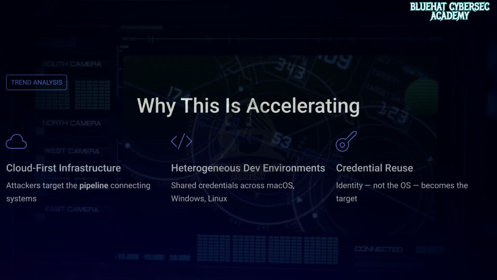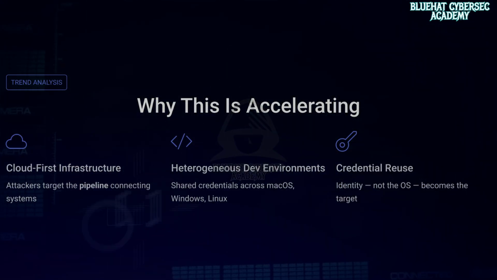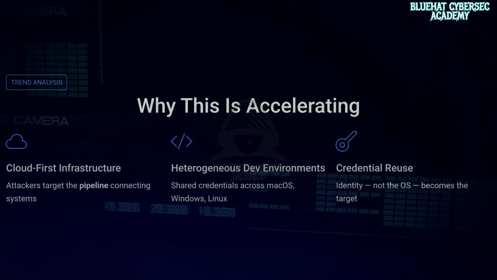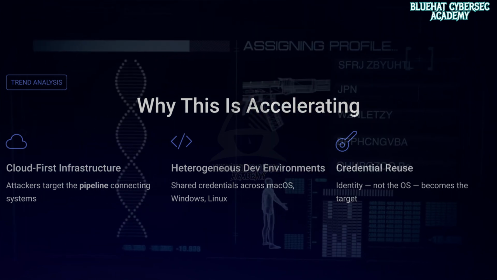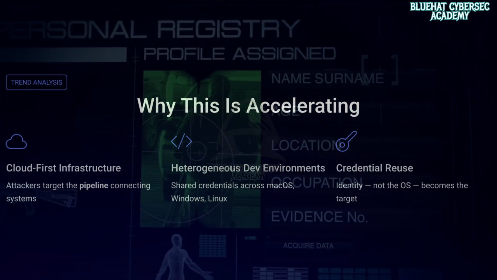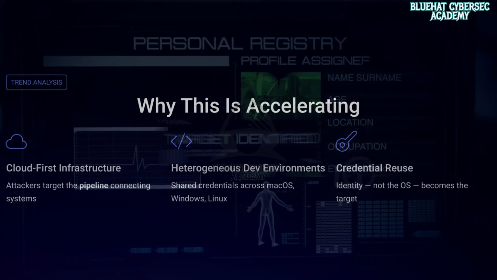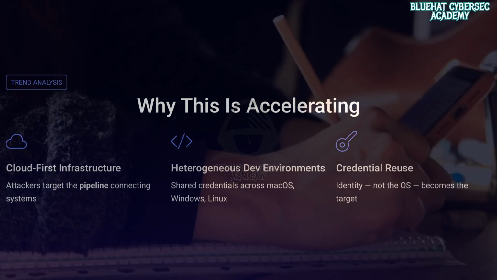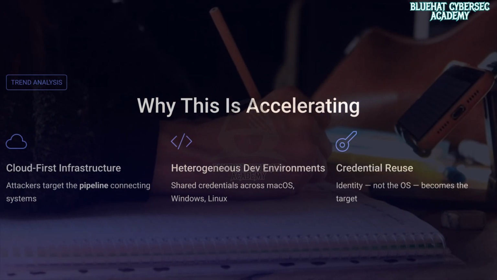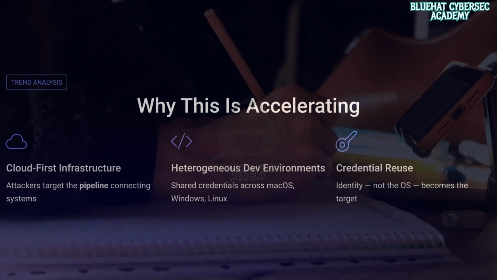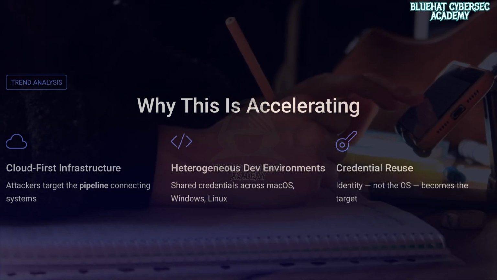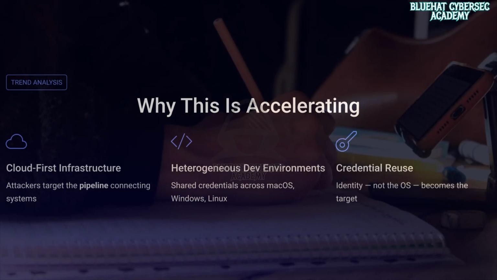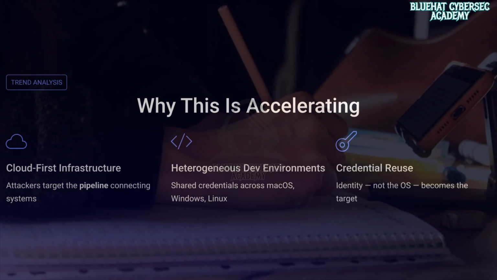The first reason is cloud-first infrastructure. Linux dominates servers, but endpoints are still mixed. Attackers are no longer aiming for one system. They are aiming for the pipeline that connects them. The second reason is that developer environments are inherently heterogeneous. In a single organization, you will often find Mac OS laptops for engineers, Windows machines for business users, and Linux containers in production. That creates multiple entry points, but also shared credentials and shared tooling across all of them.